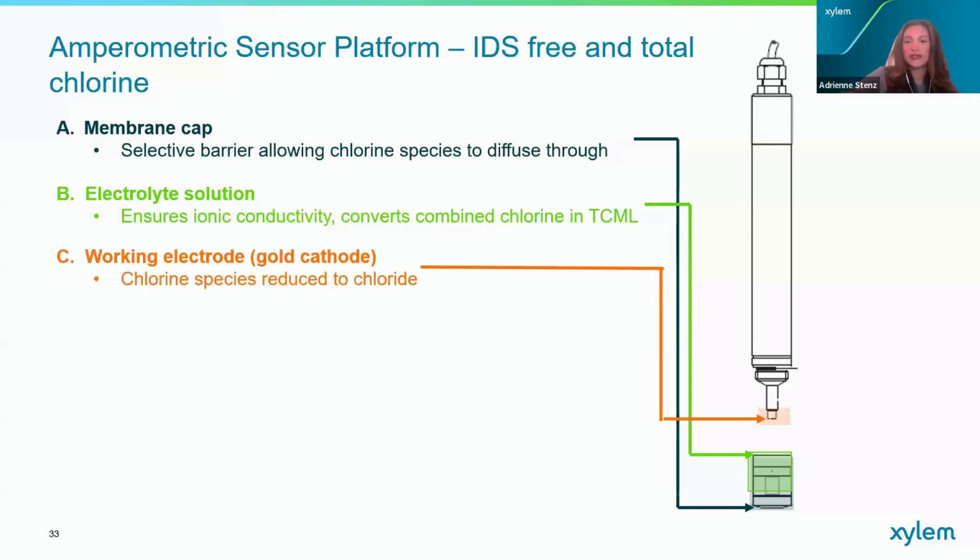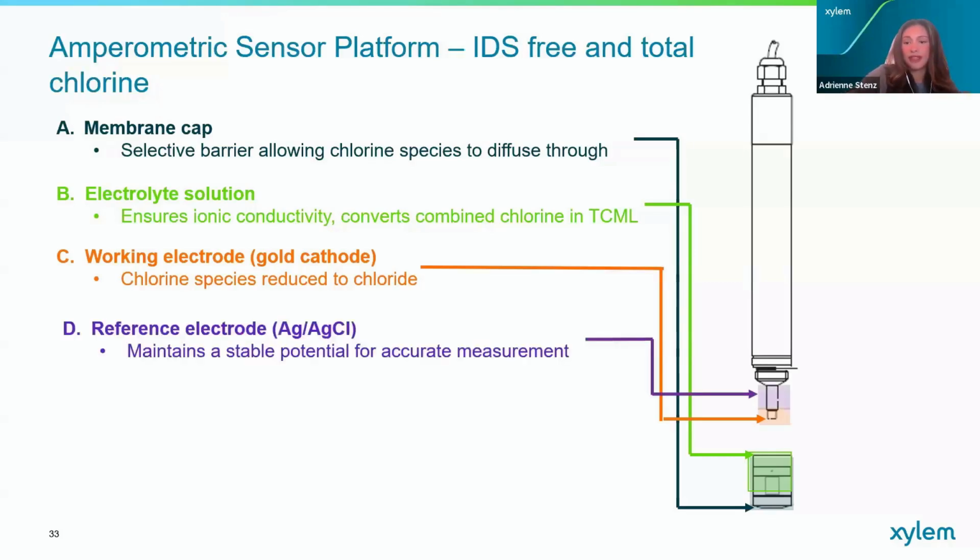The membrane cap covers the following internal electrodes. The working electrode, which is made of gold, is where chlorine species are reduced to chloride. Gold is used because it is inert and highly conductive. The reference electrode is located just above the working electrode and is silver chloride. It produces a stable, reproducible reference potential against which the working electrode's potential is measured and controlled. In this three-electrode setup, it's designed to pass no current through the reference electrode, which keeps its potential stable.